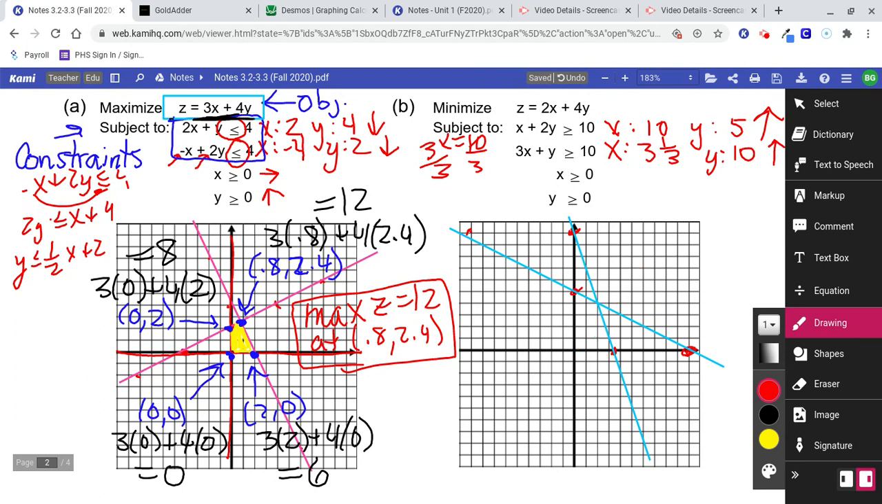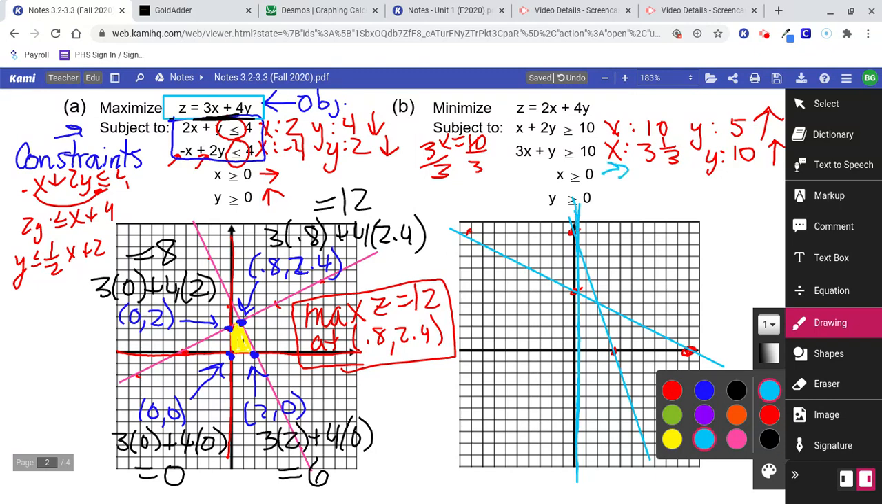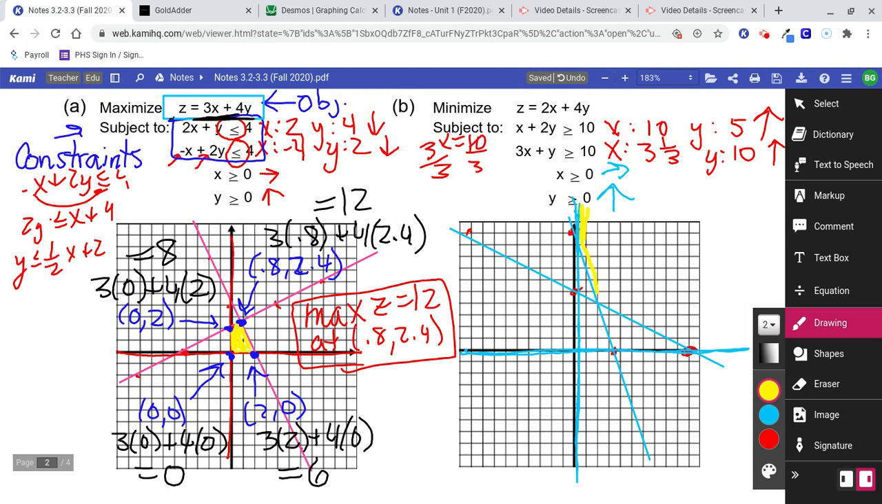So then x is greater than or equal to 0. That's a vertical line, and we're going to shade to the right. And y is greater than or equal to 0 is a horizontal line, and we're going to shade up. Okay, so think about it. If we have to go up from both diagonal lines and to the right of the vertical and above the horizontal, we're going to be in here. Okay.